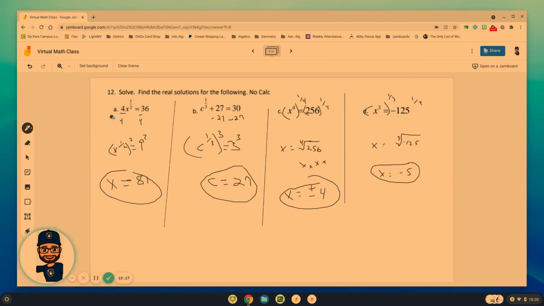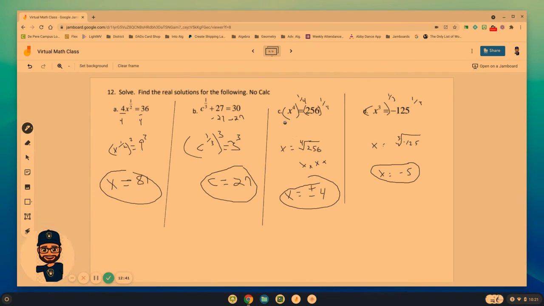All right, I hope you took some time to try and solve those. In letter A, we divide both sides by 4. X to the 1/2 equals 9, so we square that, and 9 squared is 81. In letter B, we subtract 27 from both sides, so we're left with c to the 3rd equals 3. We take each side to the 3rd power, and 3 to the 3rd is 27.